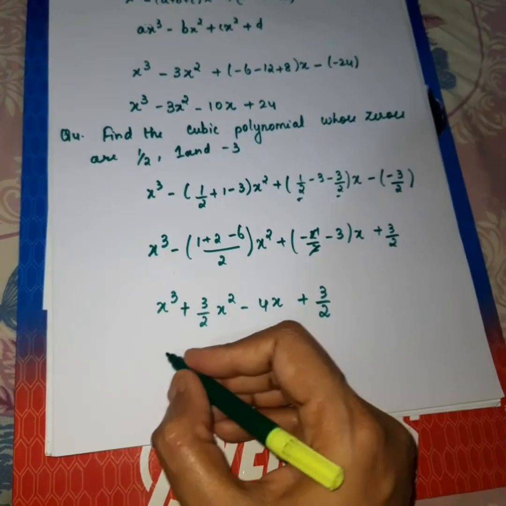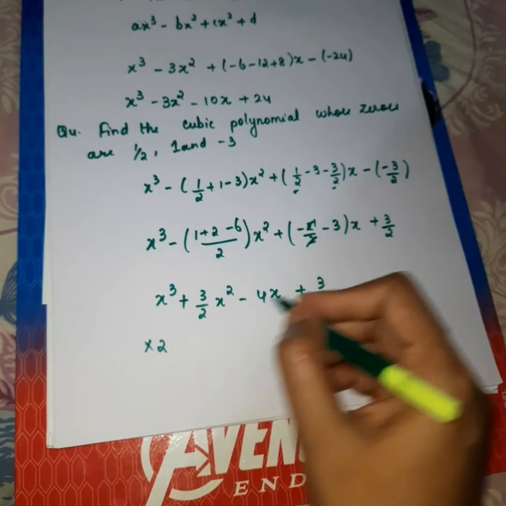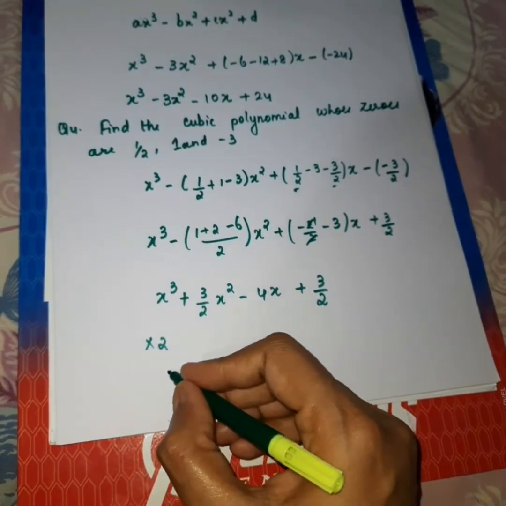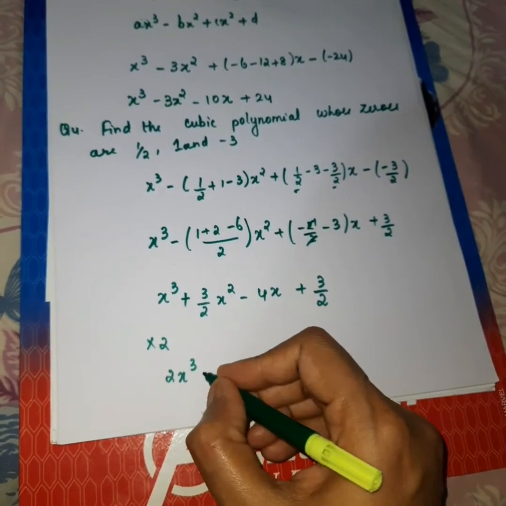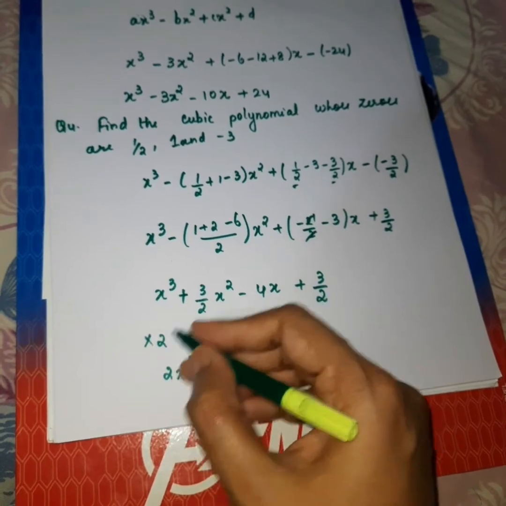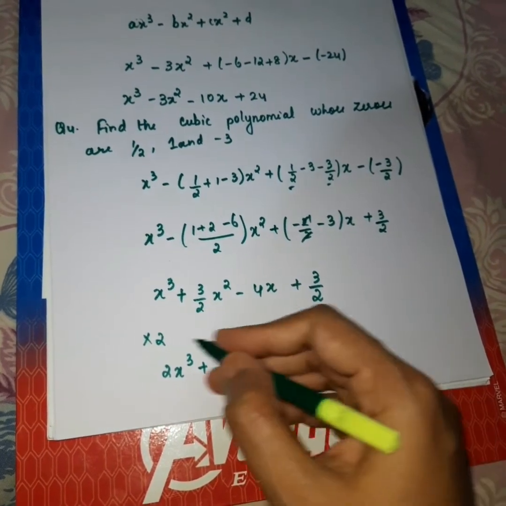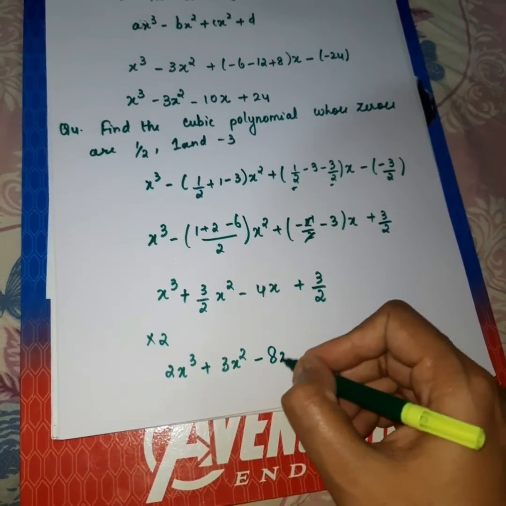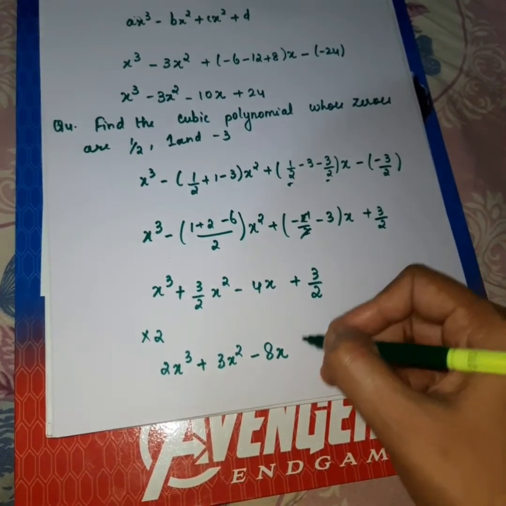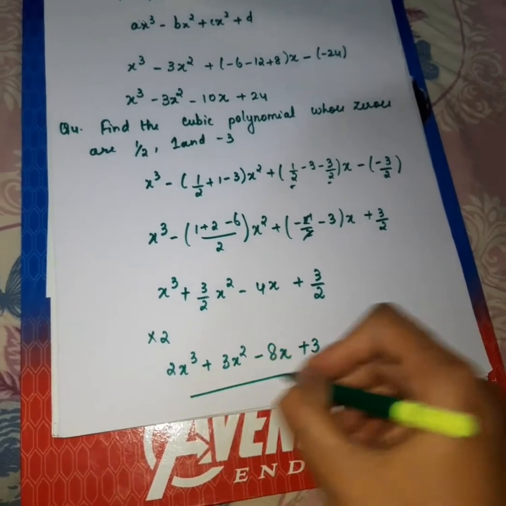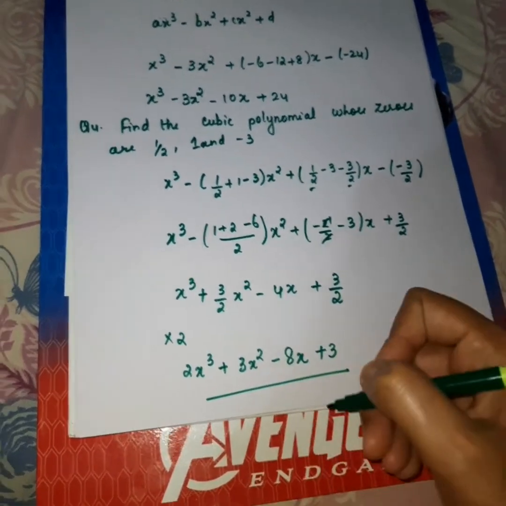So we can multiply by 2 to all the terms. 2x cube plus 2 and 2 goes off in x square. So it's going to be 3x square. 4 into 2 is minus 8x. 3 and 2 and 2 goes off in constants. That's plus 3. So this is the required cubic polynomial.